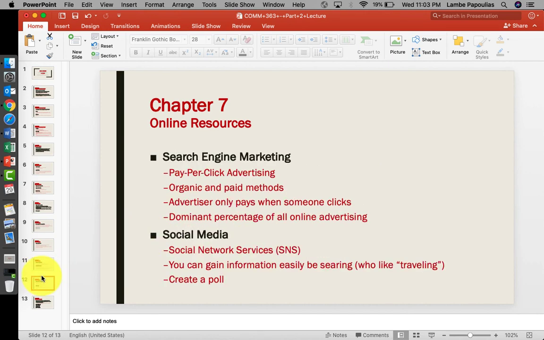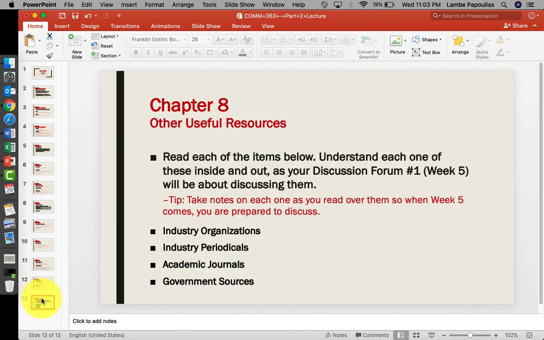So I talked about the search engine marketing, the SEM. These are the pay-per-click advertisements. So going back to those 4 ads that were listed in the Google results, when someone clicks on that, that company pays. So the first one was StubHub. If I clicked on it, StubHub would probably pay 2 or 3 cents. Then you have your social media. You can gain information easily by seeing who likes traveling. You can create a poll. You can get instant information. So those are things you want to keep in mind.